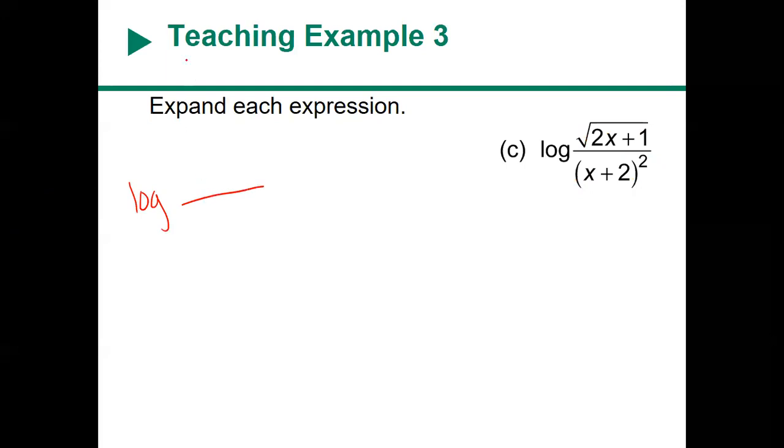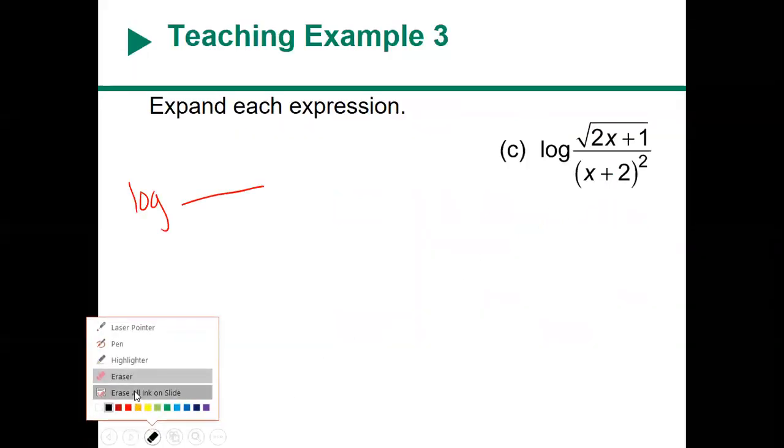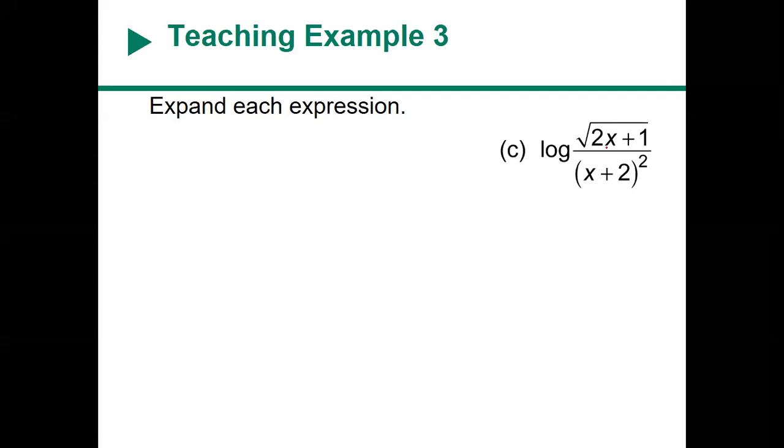Log erase, there we go. So here, it's a quotient. So quotient is going to lead us to log, and I'm going to write it as 2x plus 1 to the 1/2, because that's what square root is, right? The half power, minus log of x plus 2 squared. So we use the quotient rule.